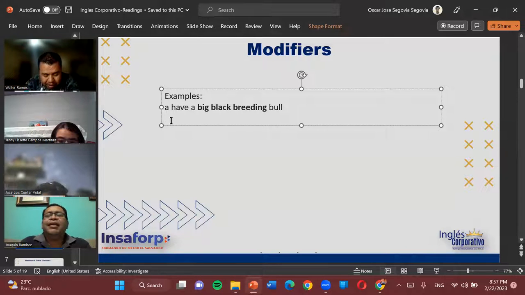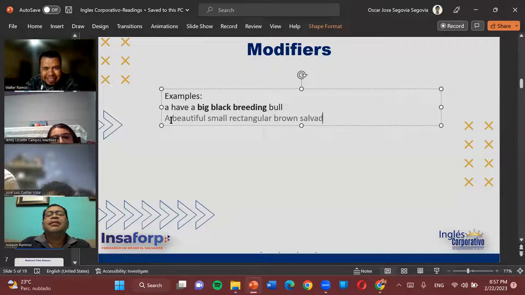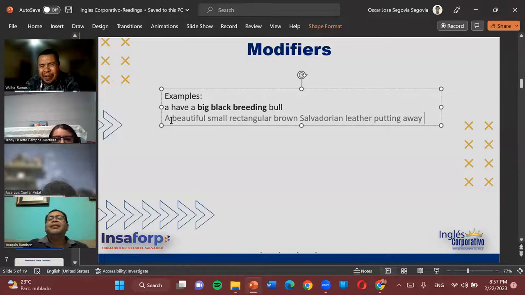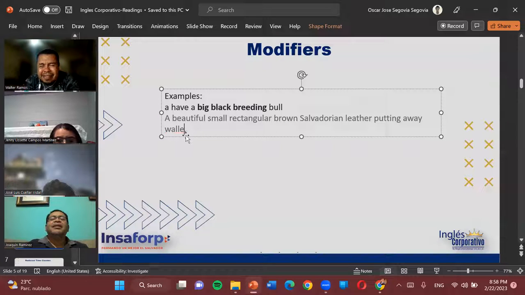Okay, Walter. A beautiful, small, rectangular, brown Salvadorian leather putting away wallet. Okay, so you went for it. So it's a beautiful, small, rectangular, brown Salvadorian leather putting away wallet.